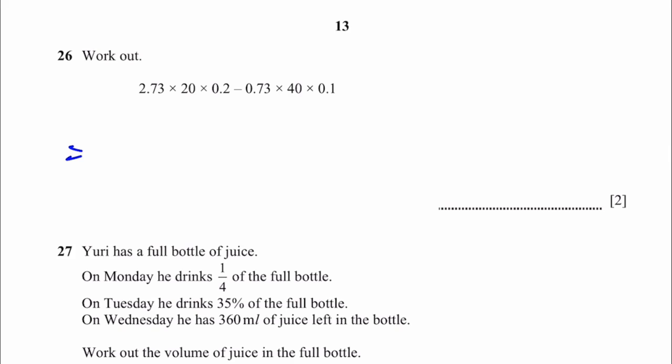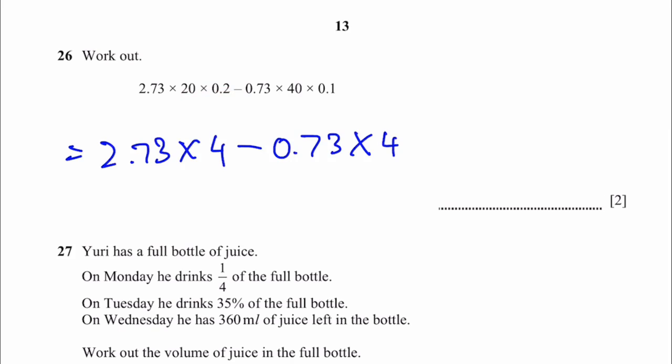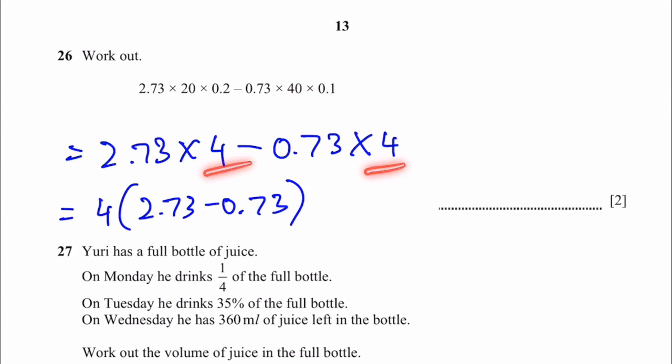Question 26, work out 2.73 into 20 into 0.2 minus 0.73 into 40 into 0.1. This can be written as 2.73 into 4, because 20 into 0.2 is 4, minus 0.73 into 4, because 40 into 0.1 is 4, and that'll be equal to 4 into 2.73 minus 0.73 when we factorize out the 4. So that'll be 4 into 2, which is equal to 8. That's the answer.